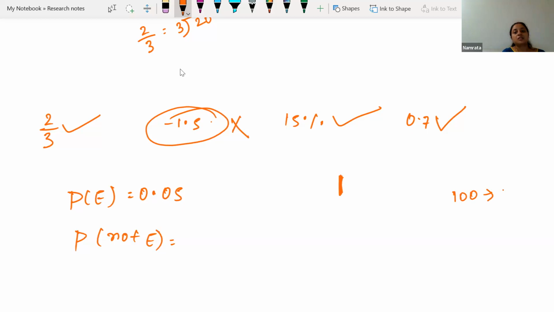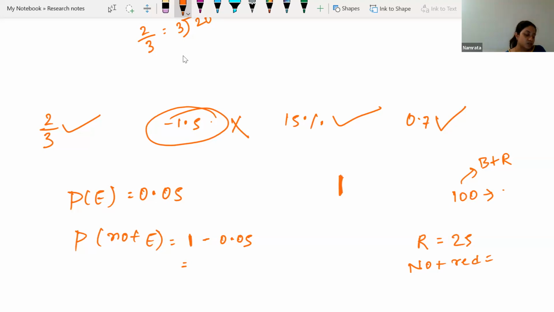Some cards are of red color. So let's say red color cards are 25. So the cards which are not red will be total minus 25. Yes or no? 100 minus 25, right? Similarly, if probability of E is 0.05, then probability of not E will be total, that is 1 minus 0.05. Is it clear to both of you? Yes, ma'am.